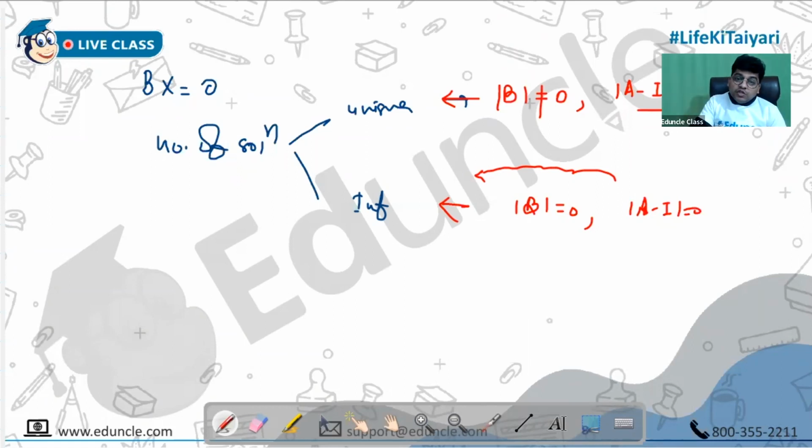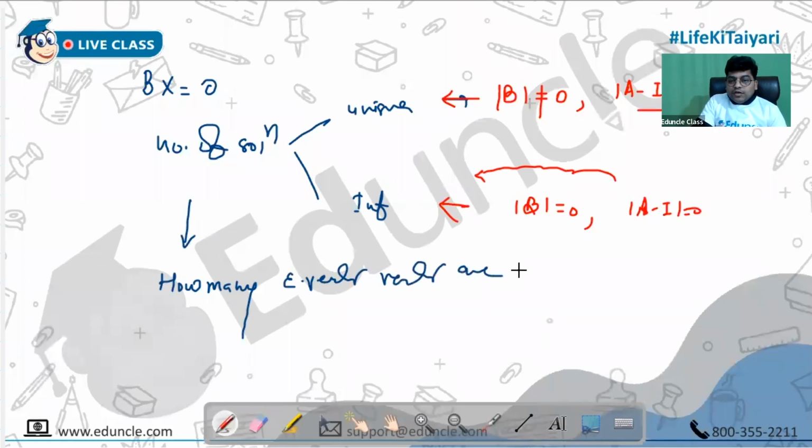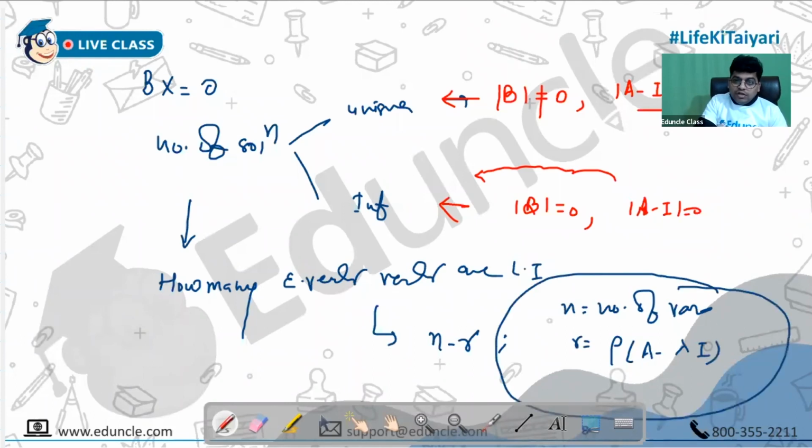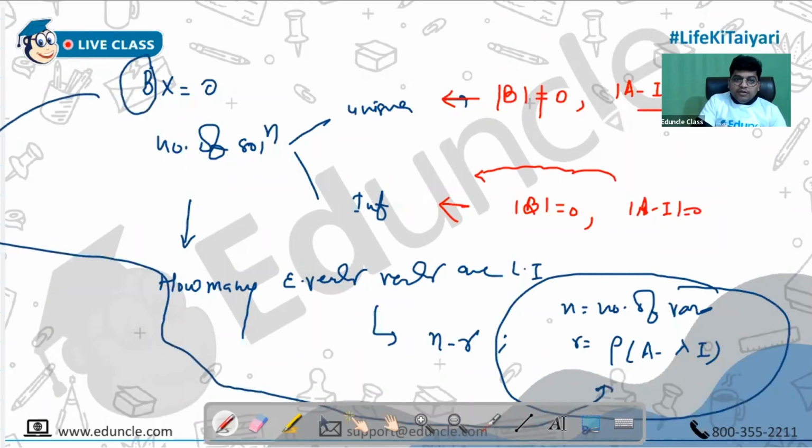Similarly, you can find how many eigenvectors are linearly independent. That number is n minus r, where n is the number of variables and r is the rank of A minus lambda I, not the rank of A. Please note down that the rank of B is the rank of A minus lambda I. So these are the main questions. Am I clear? You can find it easily.